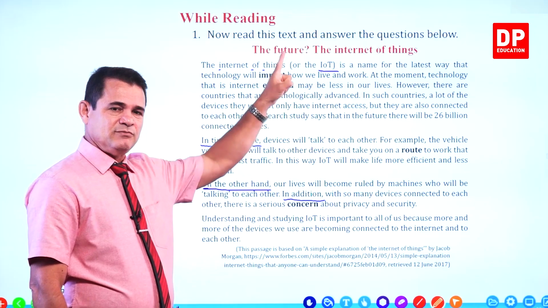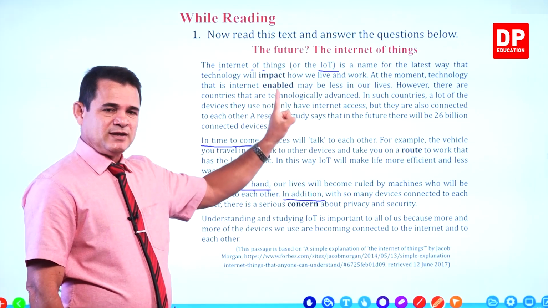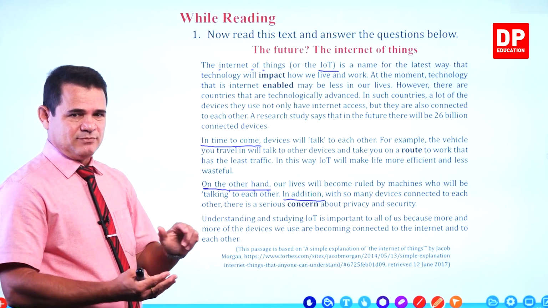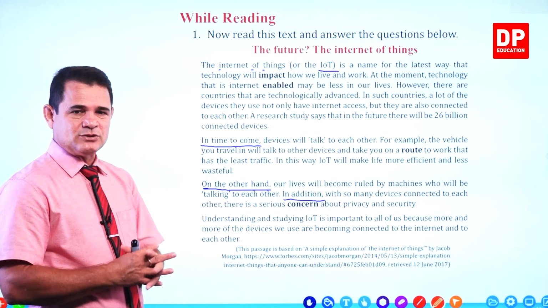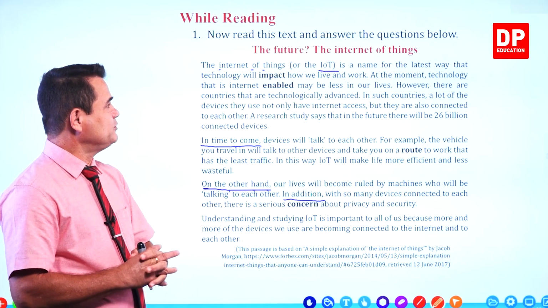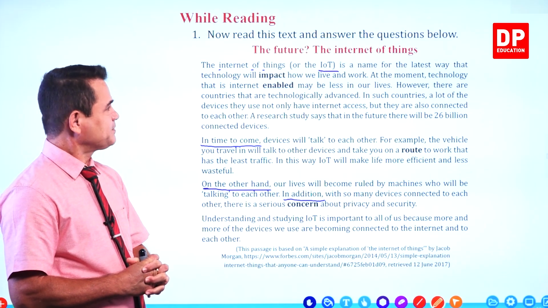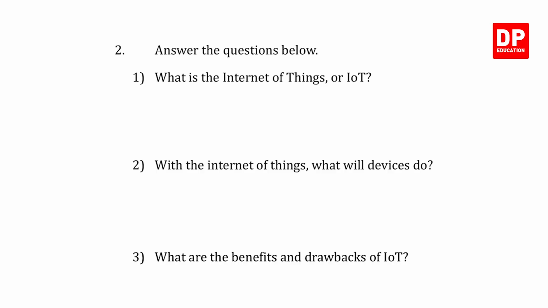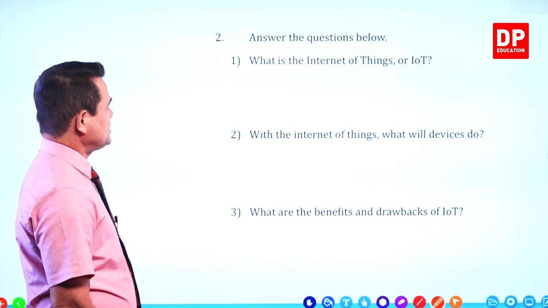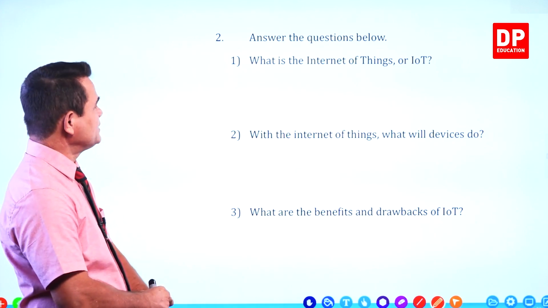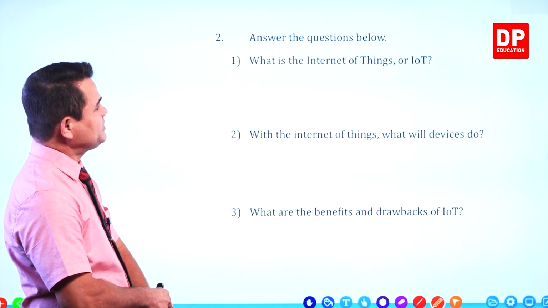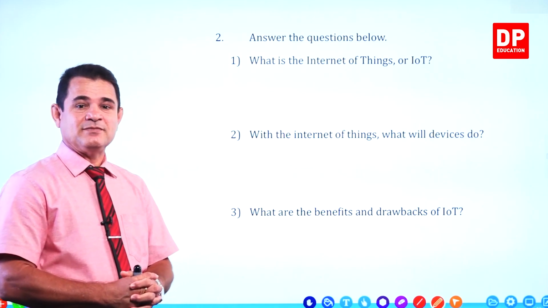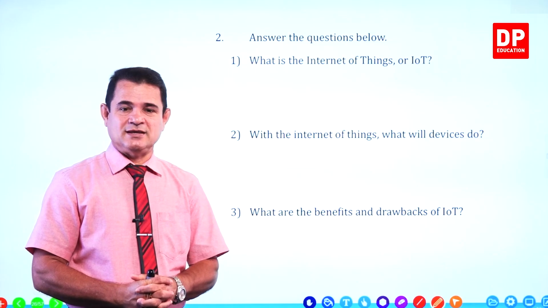බලන්නේ කියපු දේවල් සහ මාතෘකාව. See the connection between these two, the topic and the body of the article. බලන්න ලියපු දේවල් සහ මාතෘකාව කොහොමද මාතෘකාව දෙන්නේ? The future, question mark, the Internet of Things. Right. Next, answer the questions below. Right. What is the Internet of Things, or IoT?